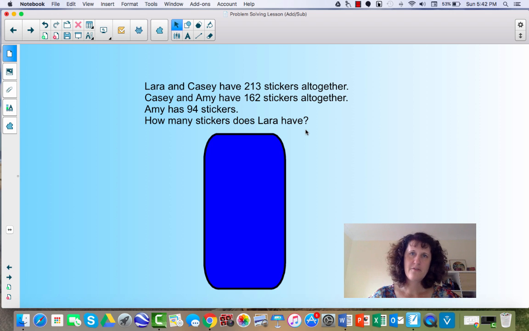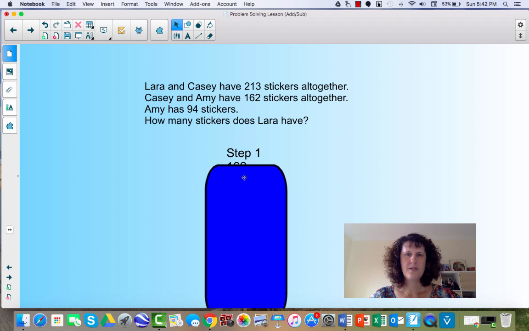Well, at first it seems confusing, but if you break it down, it's not too bad. You can see by the size of this box, it's bigger than the other boxes, so that gives us a clue that it's going to be a two-step problem. First of all, I have to use the information that I do know to work out information that I don't know, which is going to give me the answer to the question. So if I know that Amy has 94 stickers and Casey and Amy have 162 stickers altogether, I can use that to work out how many stickers Casey has.